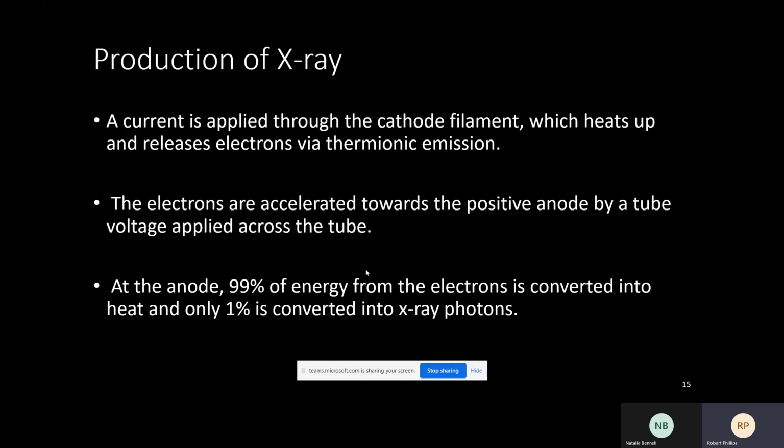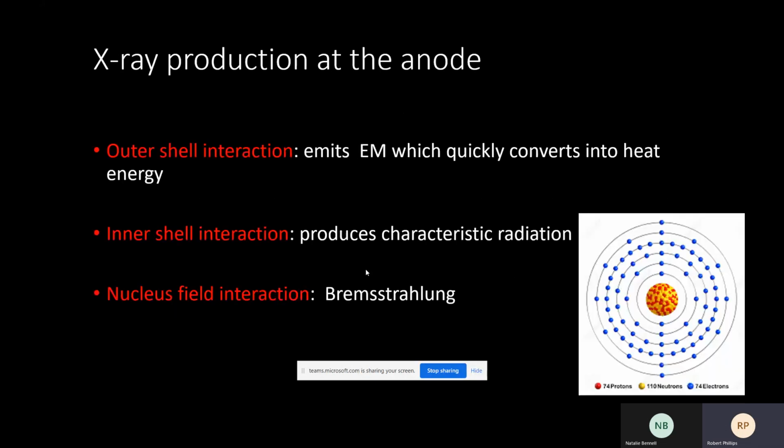So what will happen in the anode? When an electron interacts with the metallic target, it can interact with the outer shell of the metallic target, the inner shell, and the nucleus field. So the electron can interact with the outer shell, that means the outer part of this atom, the inner shell, that means K or L orbit, or the nucleus field, that means it won't interact with the nucleus, it won't interact with the electron, but it just interacts with the field and deviates its course.